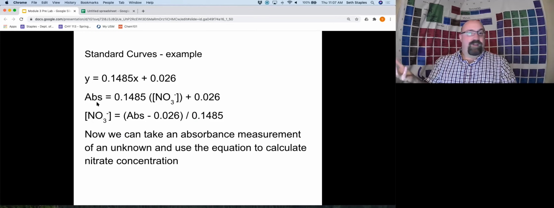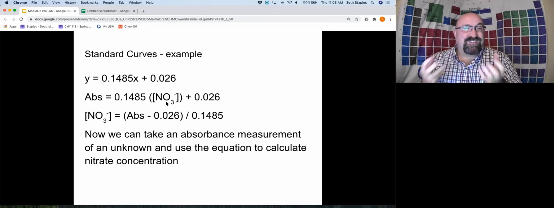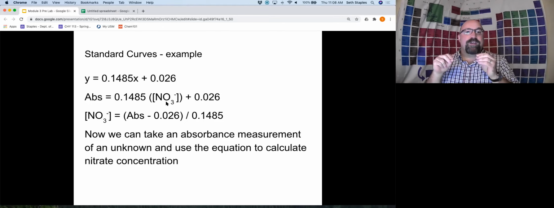And now we just use a little bit of basic algebra, a little bit of basic math to solve for our nitrate concentration, because that's ultimately what we want. Remember, our goal here is to be able to take absorbance measurements of our unknown. And I haven't really talked about that yet, but that's our goal, is to be able to take absorbance measurements of our unknowns. In this case, our 5 sample spots. Take absorbance measurements of those and convert those over into concentration of nitrate. And this equation now gives us the power to do that.